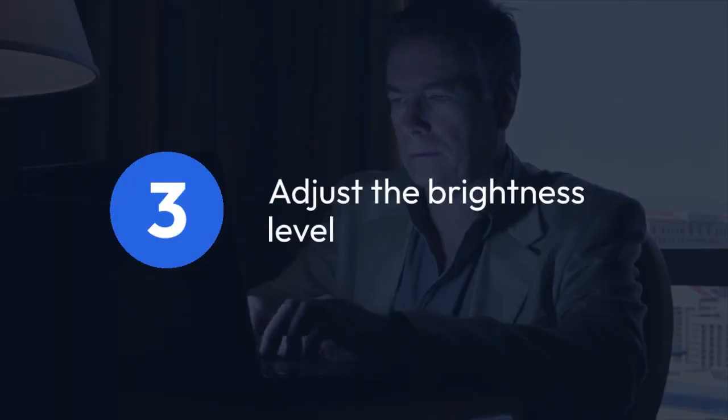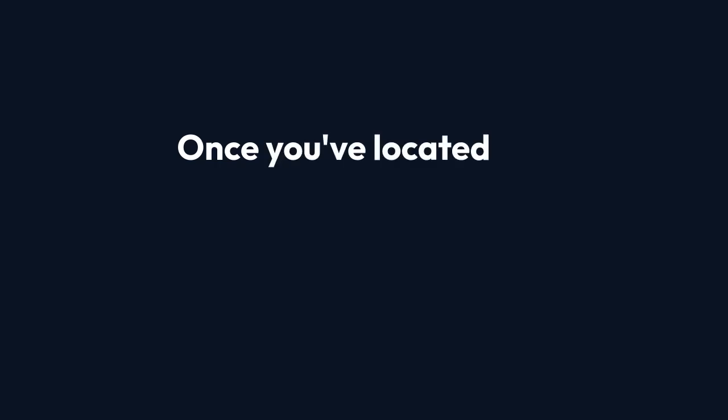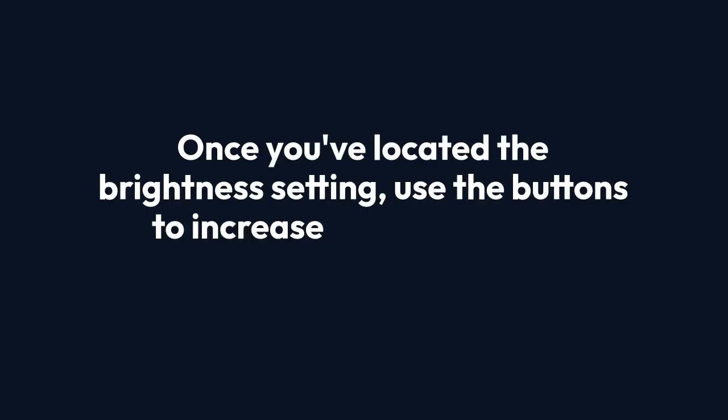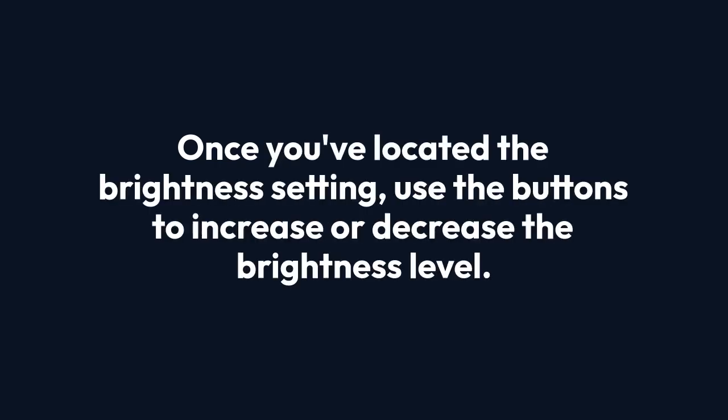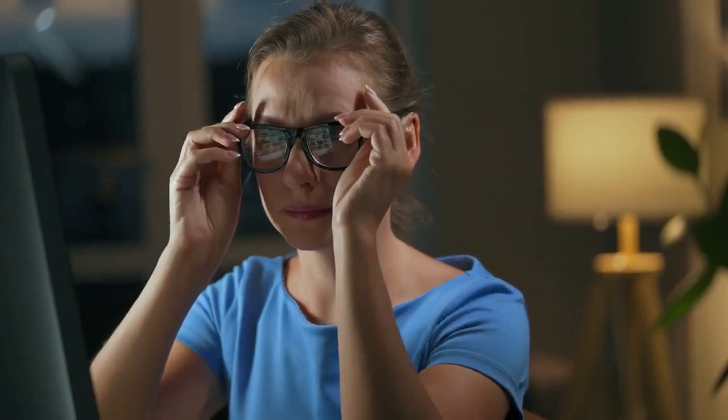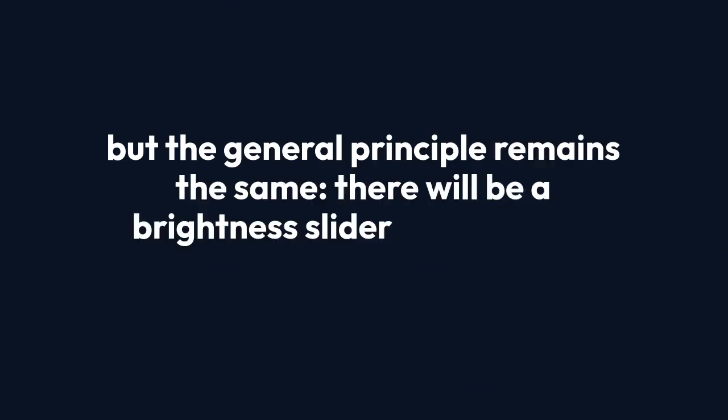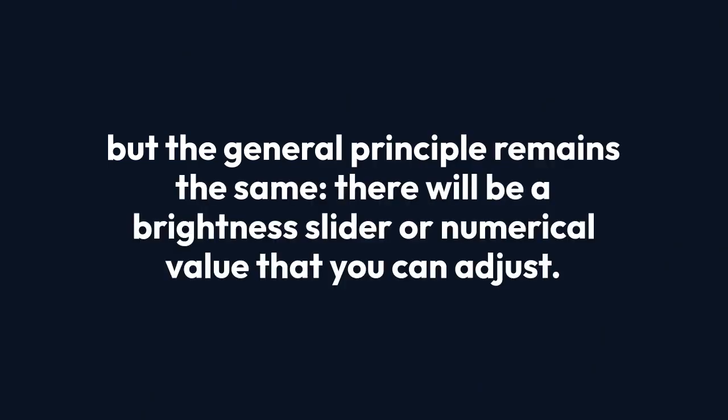3. Adjusting the brightness level. Once you've located the brightness setting, use the buttons to increase or decrease the brightness level. The exact method may vary slightly depending on your specific Nvision monitor model, but the general principle remains the same. There will be a brightness slider or numerical value that you can adjust.